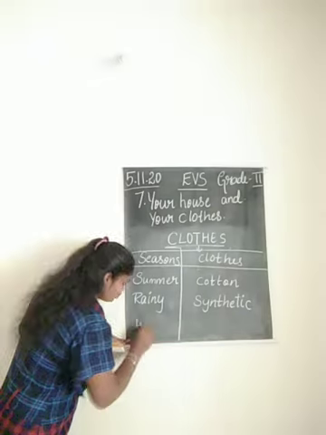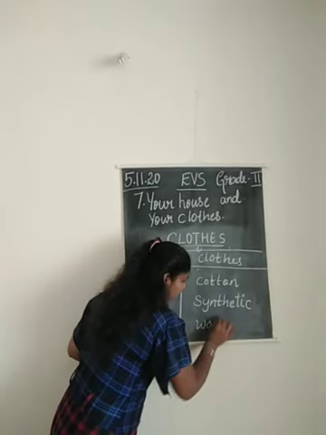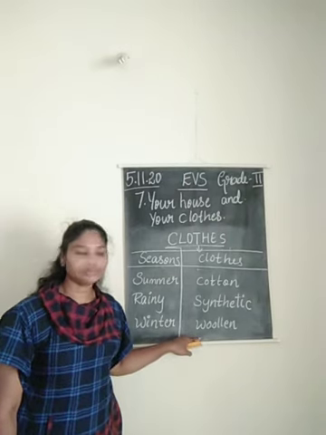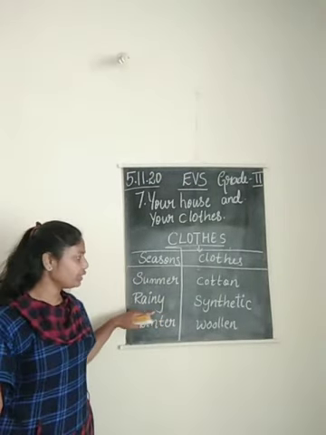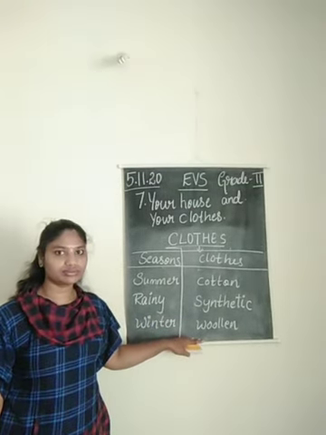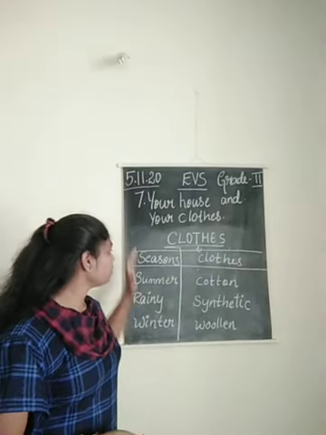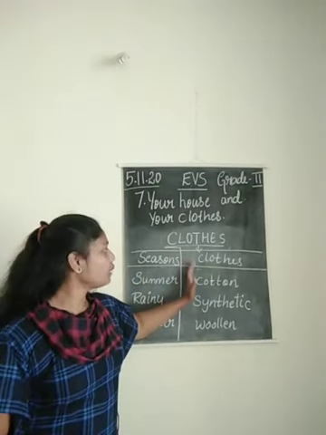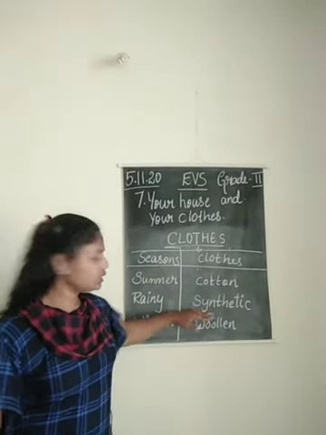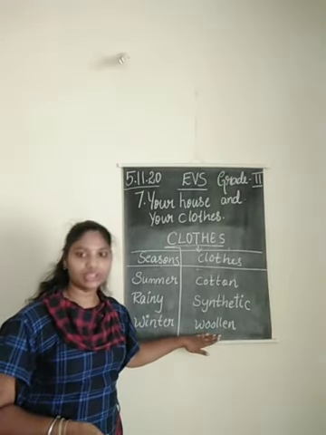The next one is winter. In winter, we wear woolen clothes, because it keeps us warm. Clear? Summer, cotton, rainy, synthetic, winter, woolen clothes. Clear, children? So this is about our clothes. Now I think it's clear about the seasons and types of clothes we wear during the season. Summer, cotton, rainy season, synthetic, winter, woolen, which keeps us warm and protects us from the cold.